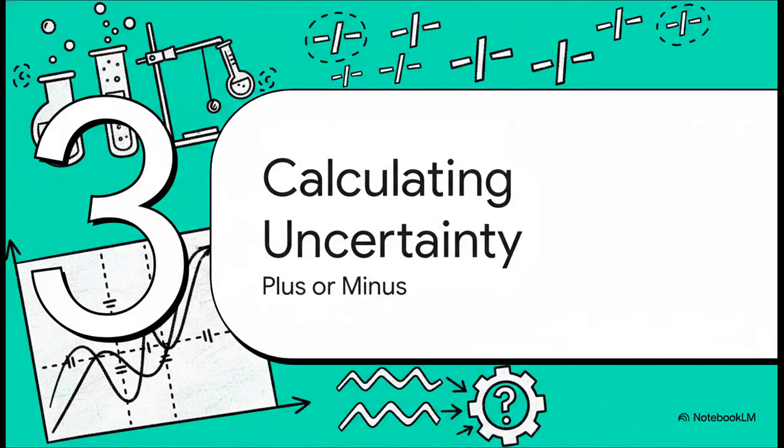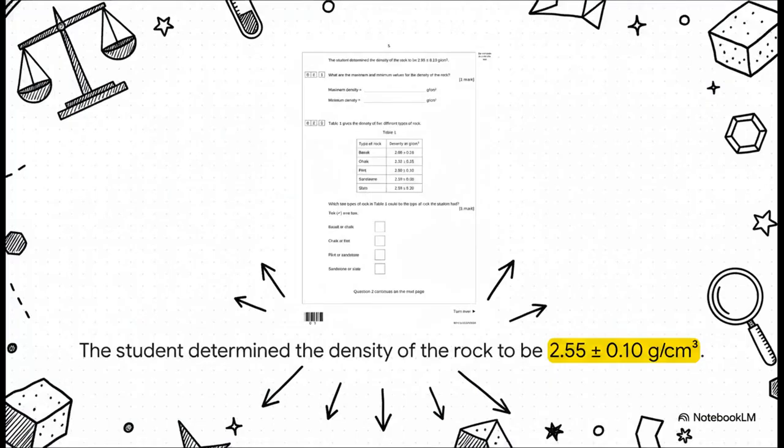All right, so from describing a method, the question now pivots. Part 2 is all about testing your ability to work with a bit of experimental uncertainty. Let's see how it works. Here is the question exactly as it appeared on the paper.